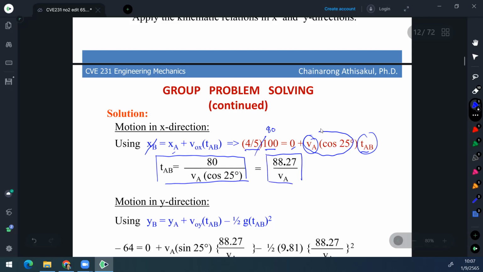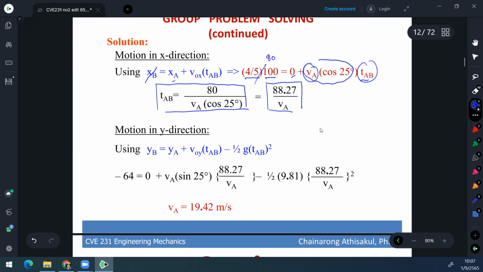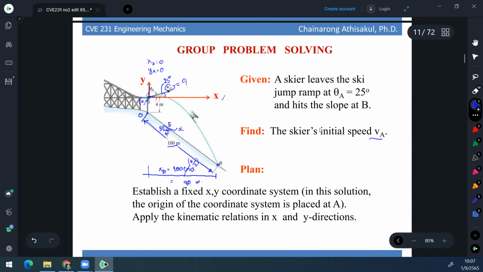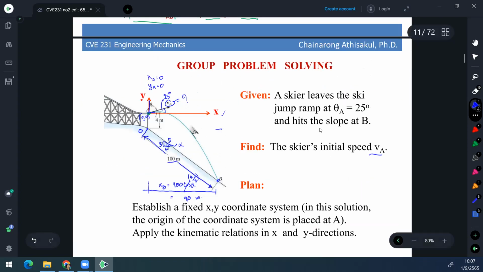After that we move to the motion in the Y direction, and we know that in the Y direction we have constant acceleration equal to minus g. So what does YB become? For this case, YB is 100 sine alpha, right? That is equal to 100 sine alpha, and from the triangle sine alpha is 3/5. That becomes 60 meter.